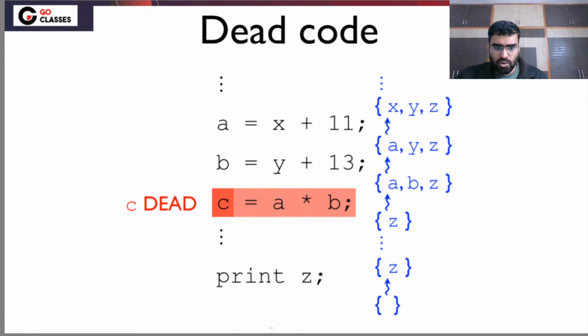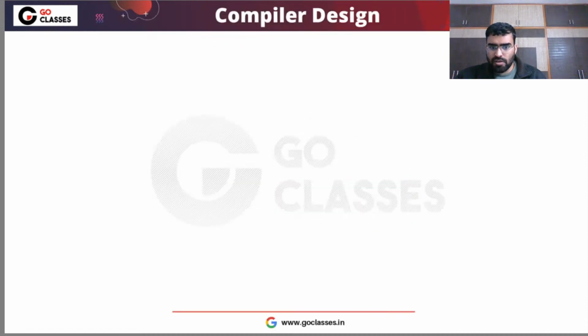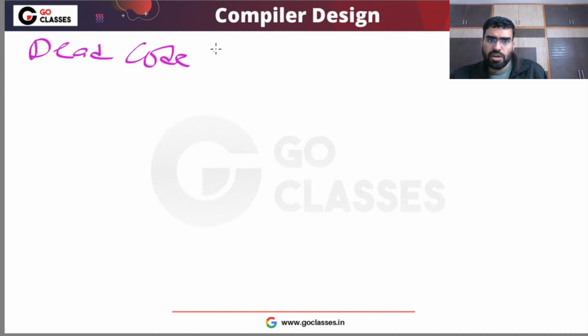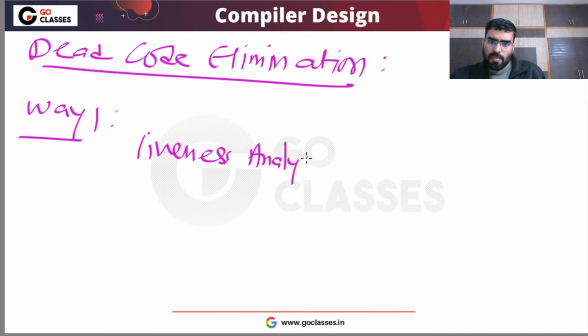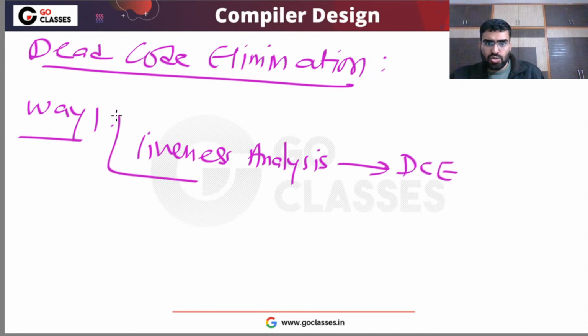Here I want to stress one more thing. Remember this point about liveness analysis: in liveness analysis I told you what dead code elimination is and how to do it. What is the best way if you want to do dead code elimination? There are two ways. Way one is first you do liveness analysis, and then you do dead code elimination. This you have to repeat.